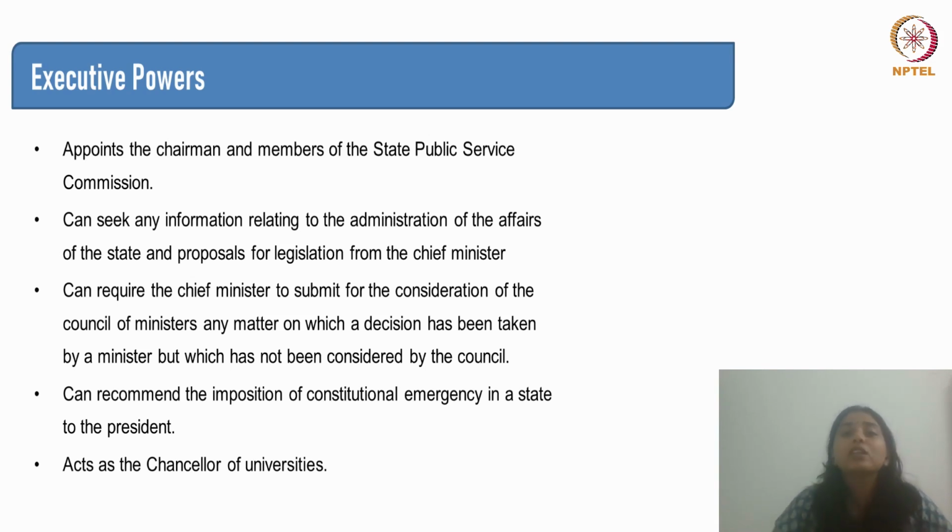So, presidential rule cannot be imposed in a state unless a proposal to that effect, saying that the constitutional machinery in the state has failed, is made by the governor to the president. And during the period of such presidential rule, the governor enjoys extensive executive power as an agent of the president. So that's a very important executive power that the governor has.